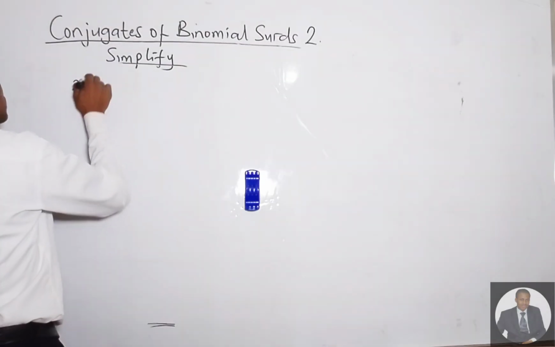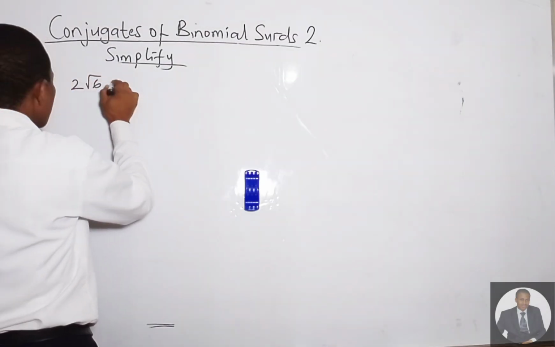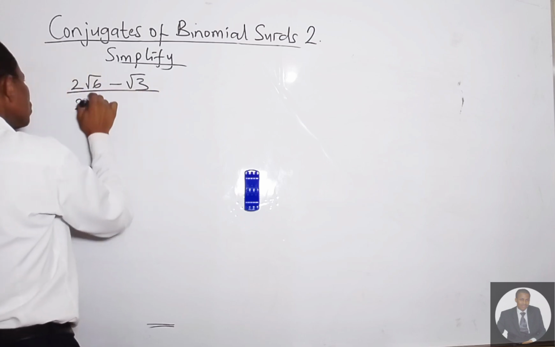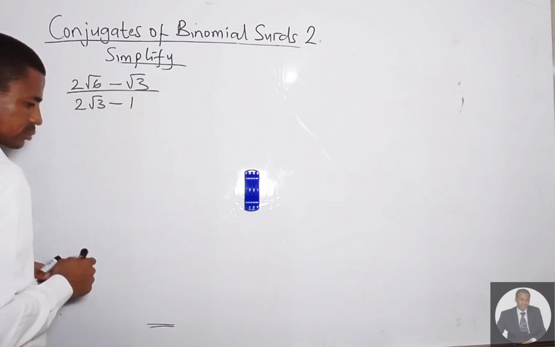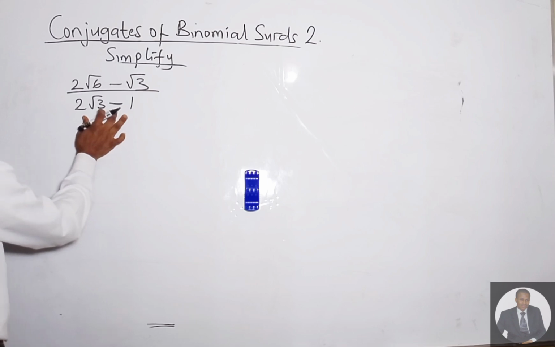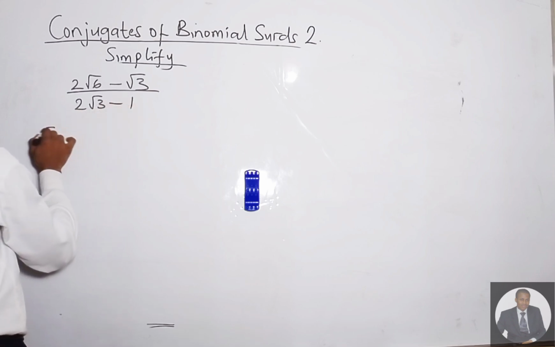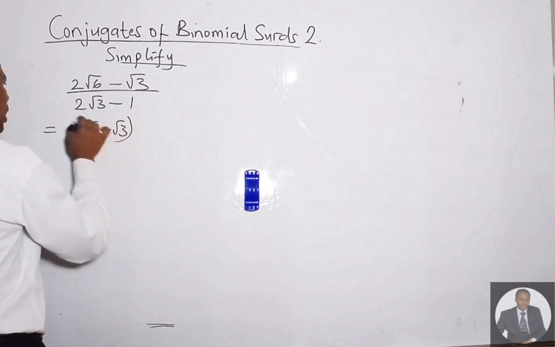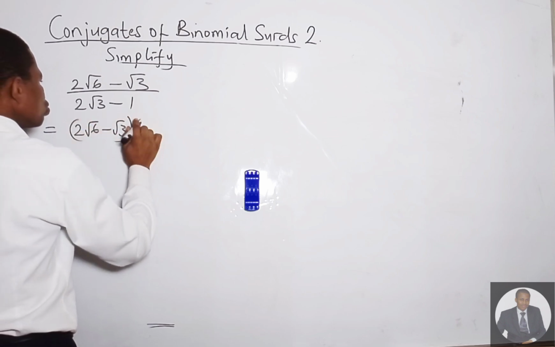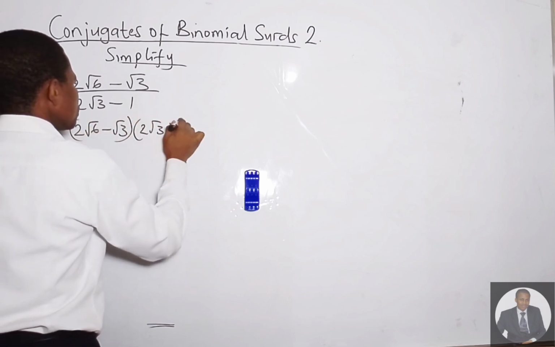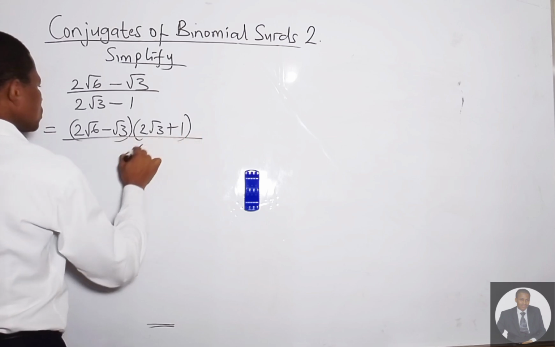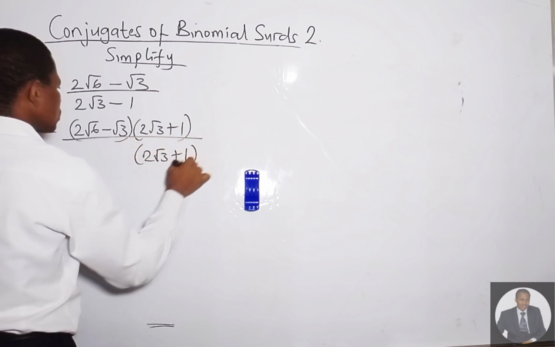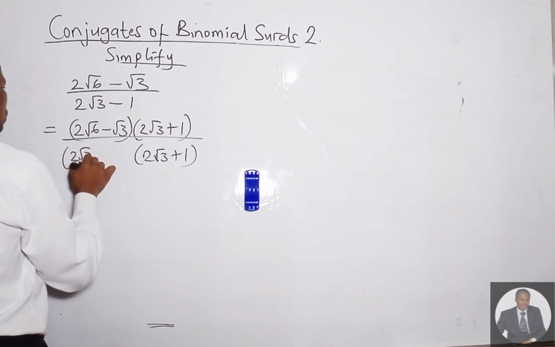Root 6 minus root 3 over 2 root 3 minus 1. The conjugate of this will be 2 root 3 plus 1. So we multiply the numerator and the denominator by 2 root 3 plus 1. 2 root 3 plus 1, 2 root 3 minus 1.